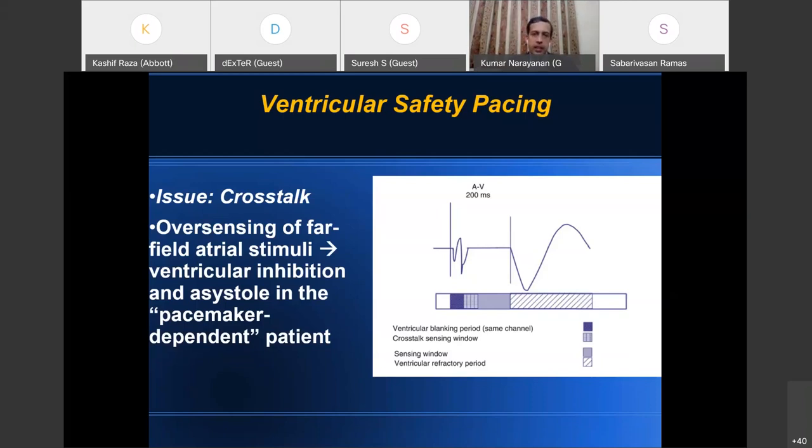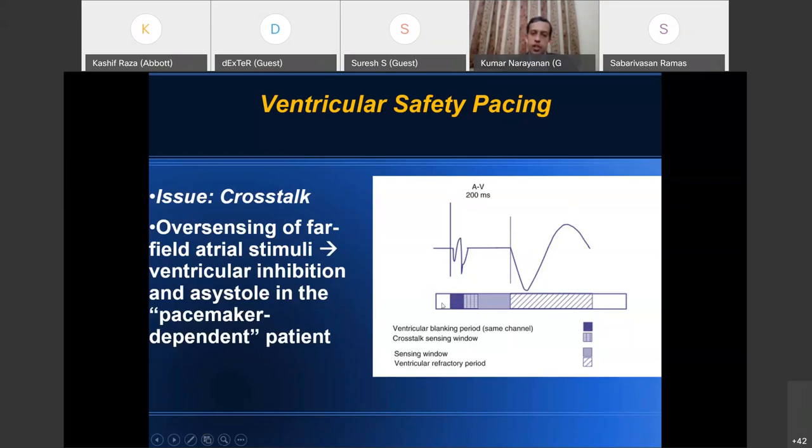A specific instance is where the atrial pacing can potentially be detected in the ventricle. Now, if that happens, there could be an inappropriate inhibition of the ventricular output, and in a dependent patient, this can sometimes result in a complete lack of pacing and asystole. Therefore, the ventricular channel typically incorporates what is known as a crosstalk sensing window.